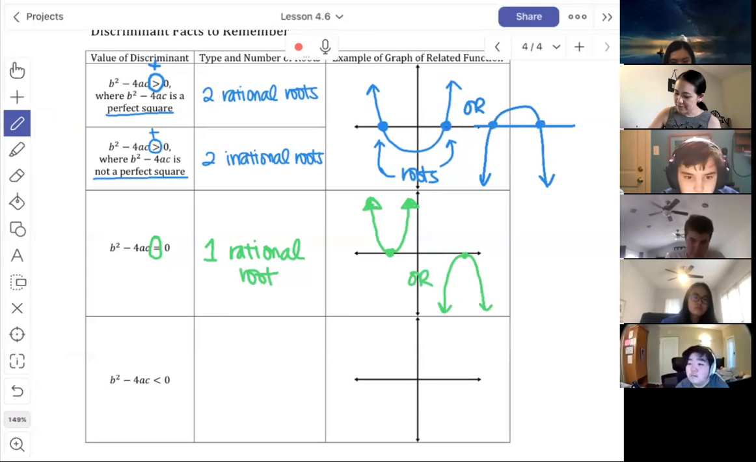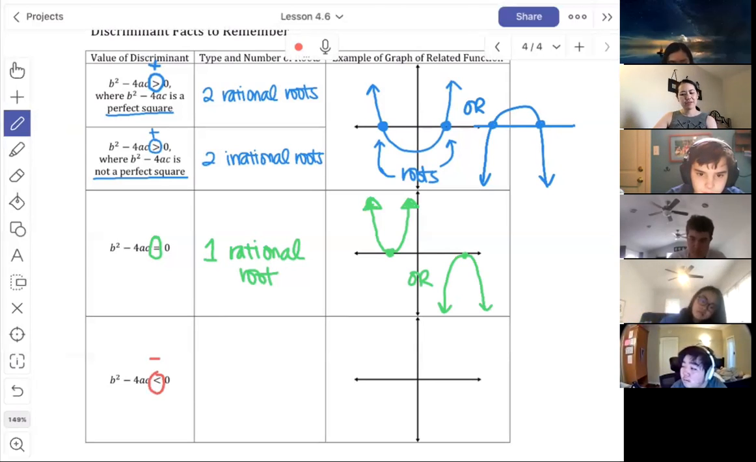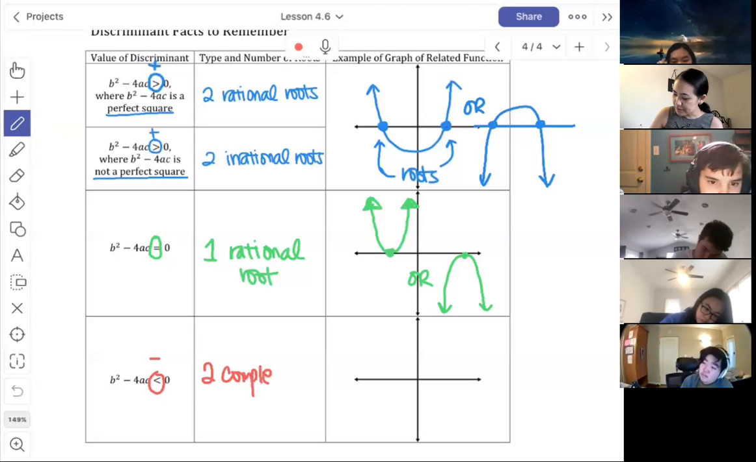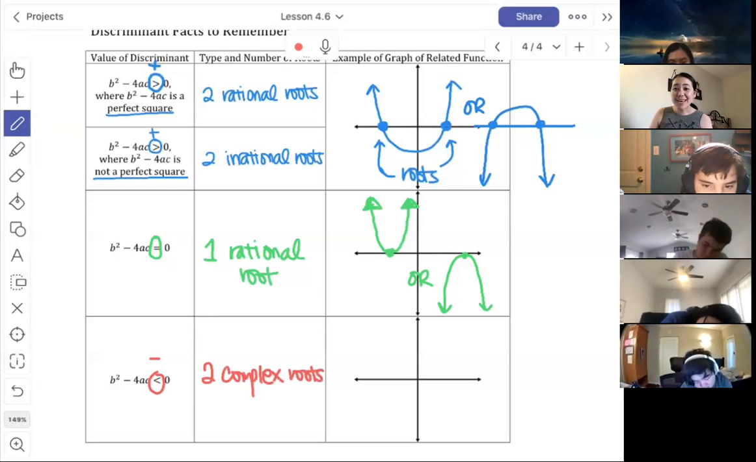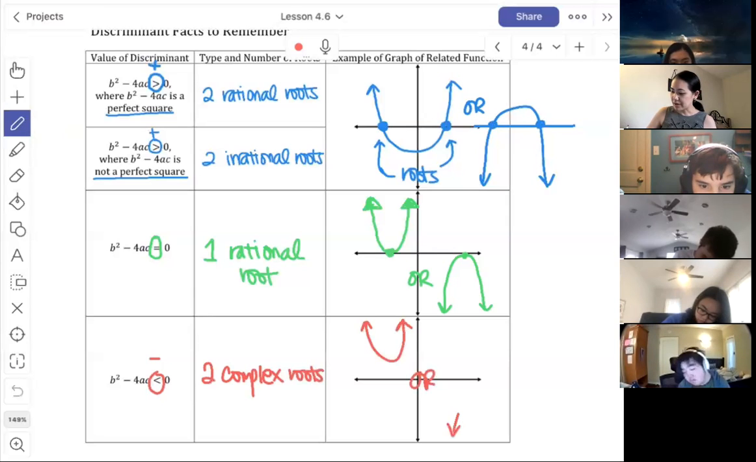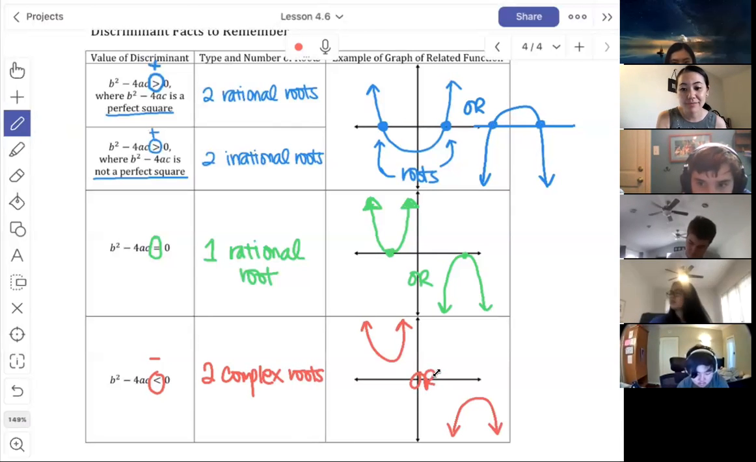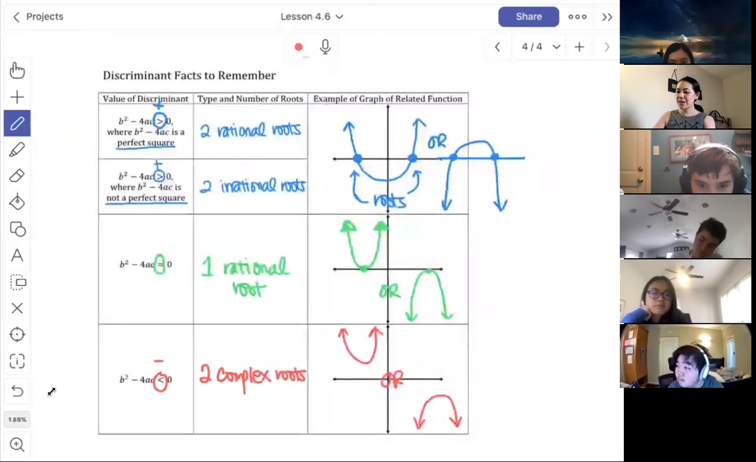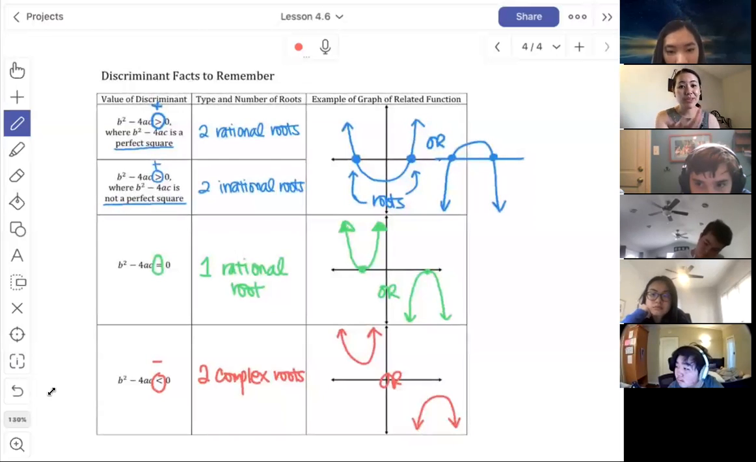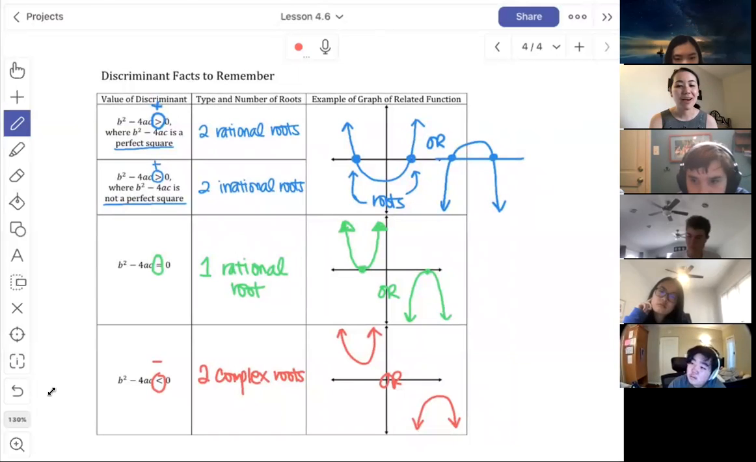And if your discriminant is negative, you're going to get 2 complex roots. That actually just means that it doesn't hit the x-axis. So you might get something like this, or something like that, where it just doesn't hit the x-axis. Any questions about how the discriminant connects to what types of roots you get and how the graph would look?